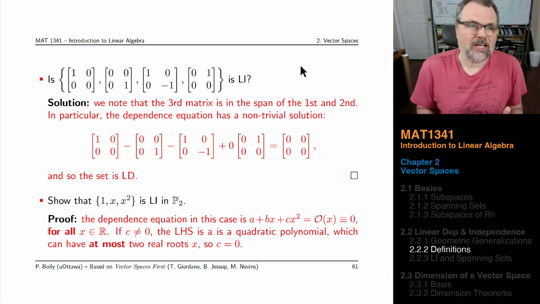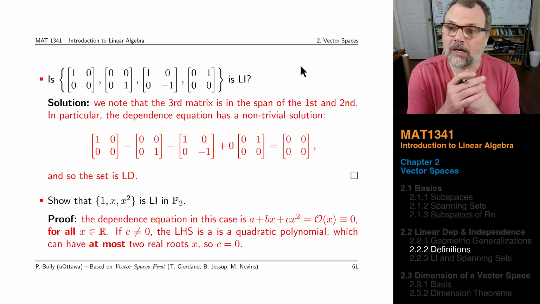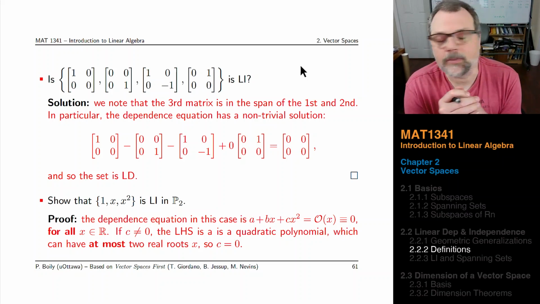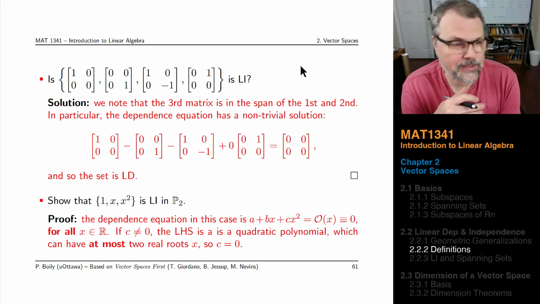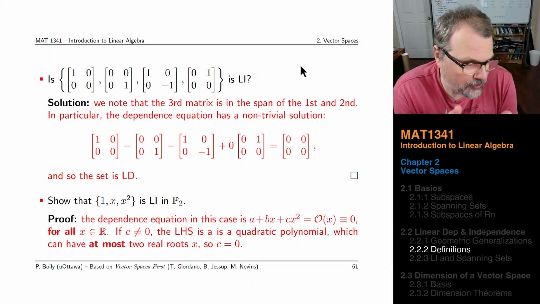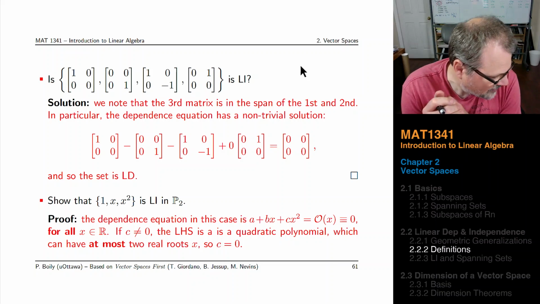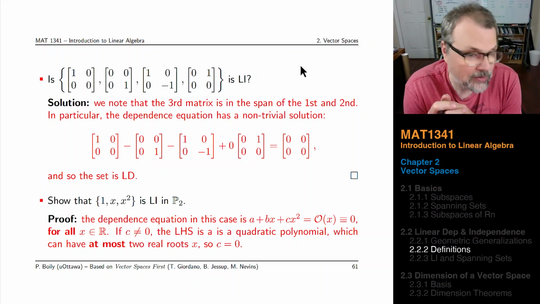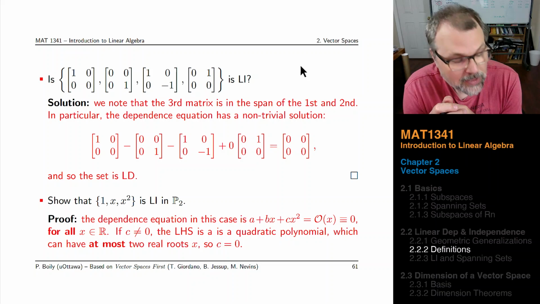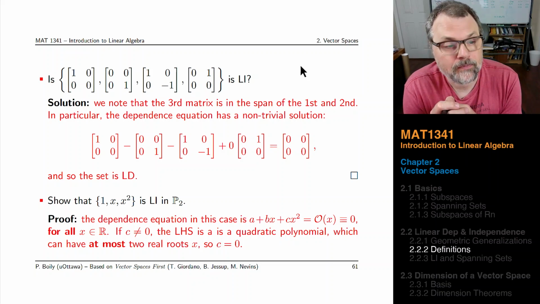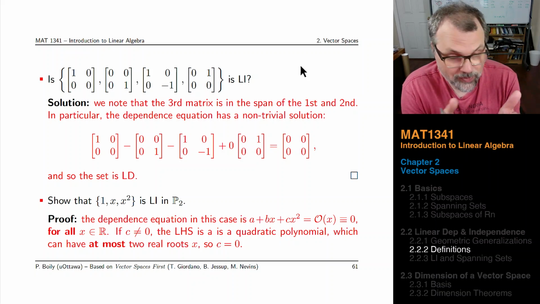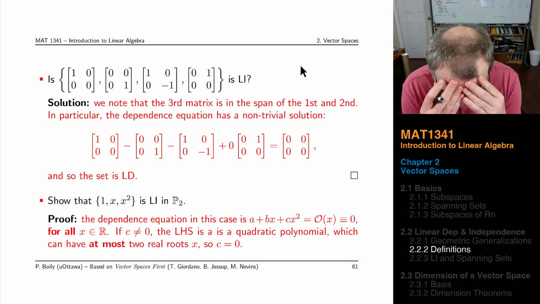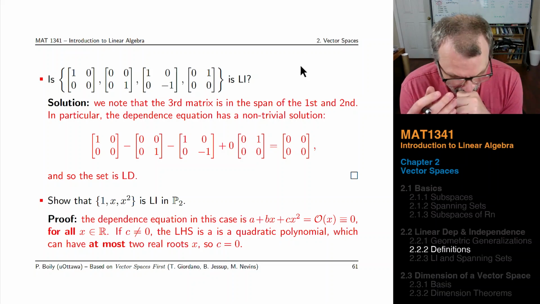Now, we were sort of lucky because the system in question wasn't that hard to solve. But some of these systems can be pretty hard to solve. And then what? What do we do? We'll discuss this further. Here's another example of a set that contains 3 vectors. This time the vectors are polynomials.